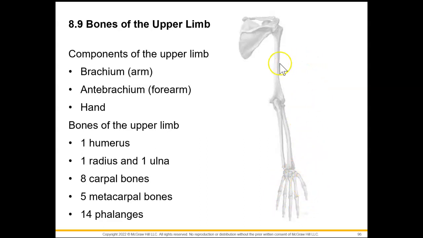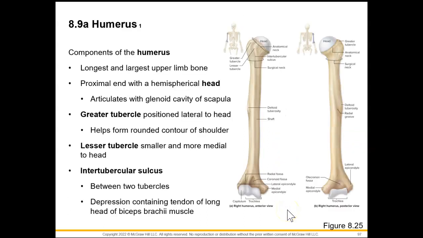Our bones of the upper limb are going to consist of one humerus, one radius, one ulna, 8 carpal bones, 5 metacarpals, and 14 phalanges. Starting with our humerus, this is our longest and largest upper limb bone. The proximal end has a hemispherical head, and it's going to articulate with the glenoid cavity of our scapula.